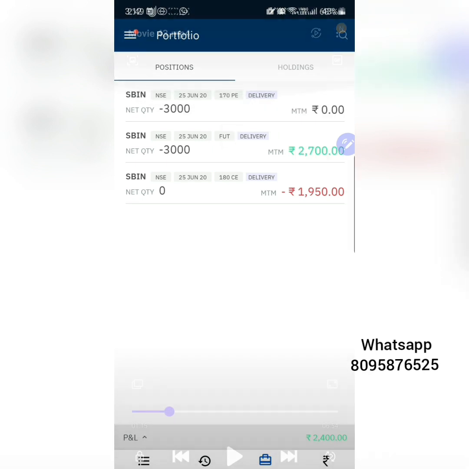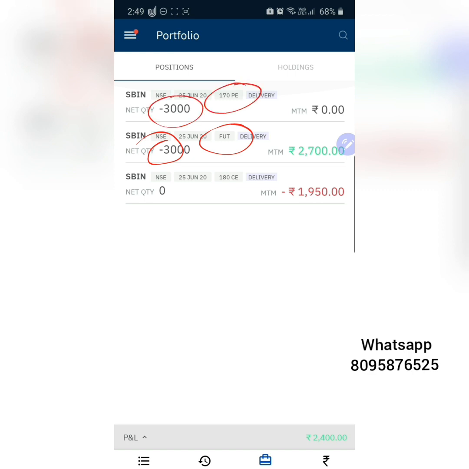Okay friends, the order has been placed now. You can see that the future is sold, it is negative, and also the put option is sold, it is negative.